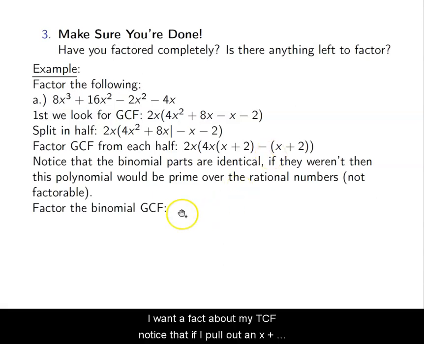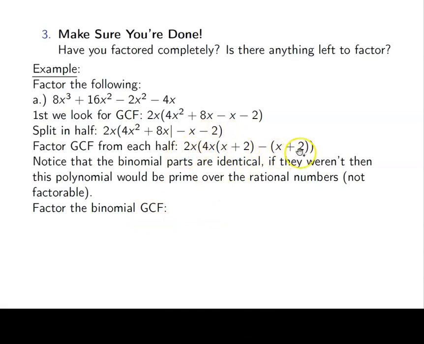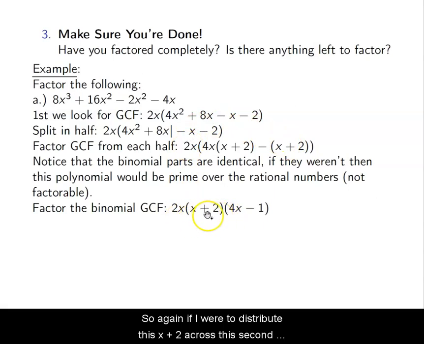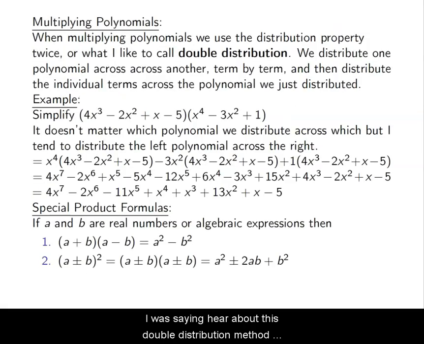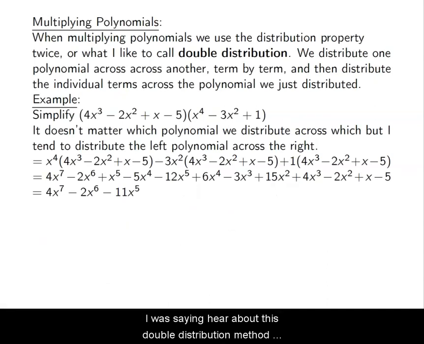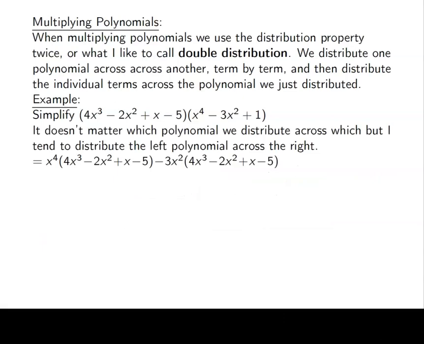So if I want to factor out my GCF, notice that if I pull out an x plus 2, I'll have 2x. I'm pulling out x plus 2 as a GCF, and I'll be left with 4x minus 1. That's what happens if I factor out x plus 2. Okay. So again, if I were to distribute this x plus 2 across this second term here, it would look like 4x times x plus 2 minus 1 times x plus 2. Again, that's why I was saying here about this double distribution method that I tend to use here.